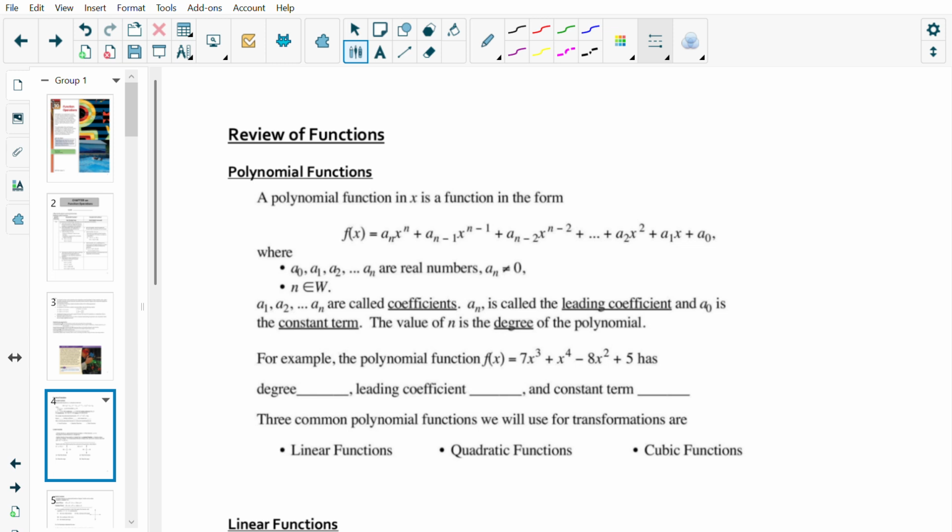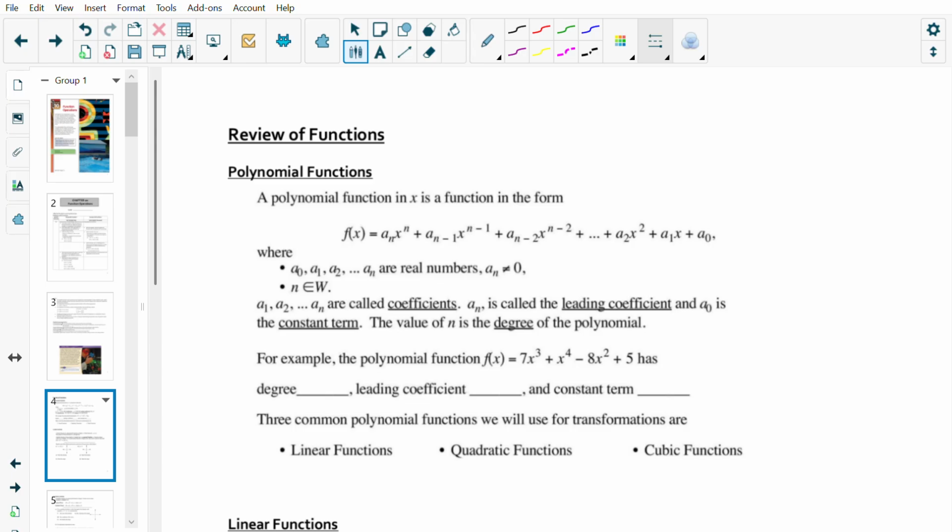Hi everyone. We are on our new unit, function operations. Before we get into the specifics of this unit, we need to do a quick review of functions, mainly the types of functions. So let's just go through the list of them.